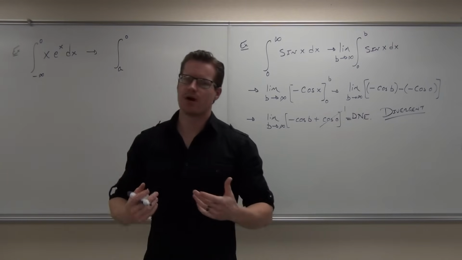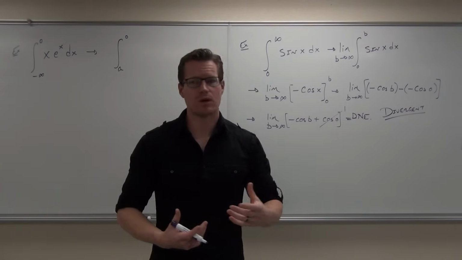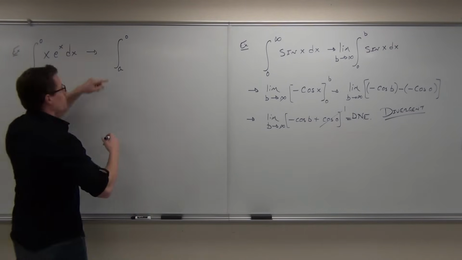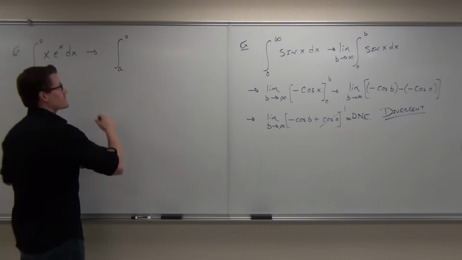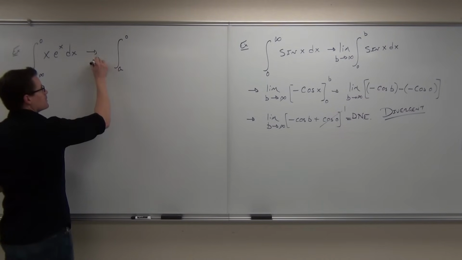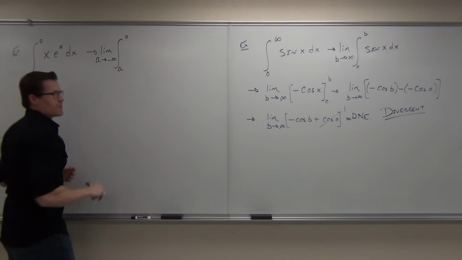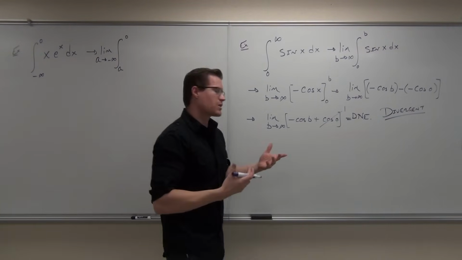Now, of course, we got to define what we're actually doing here. I can't just go from a to 0 and not define what a is doing. What's a doing? Approaching negative infinity. Good. Let's make sure we get that negative infinity in there. And that means the only way we can do that, to let a approach negative infinity, is with this idea of a limit.